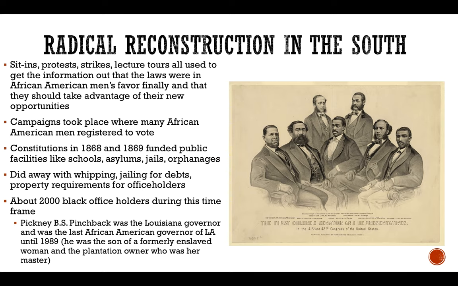Radical Reconstruction in the South looked pretty chaotic. So there were sit-ins and protests and strikes and lectures that were all used to get information out, that the laws were finally in African American men's favor and that they should take advantage of new opportunities. So you can see in this drawing on the right, these were the first Black senators and representatives in the United States.